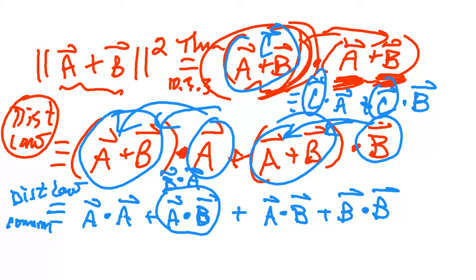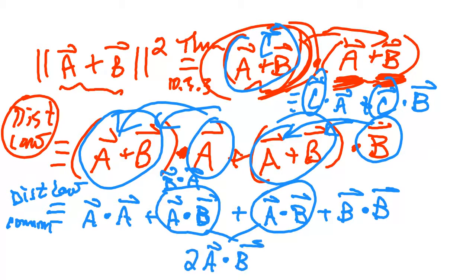And why did I do that? Well, now I can combine these two. And remember, A vector dot B vector is a number, so we have the same number plus the same number, which is 2 times that number. So it's 2 times A vector dot B vector, right? And then, of course, that's those two.